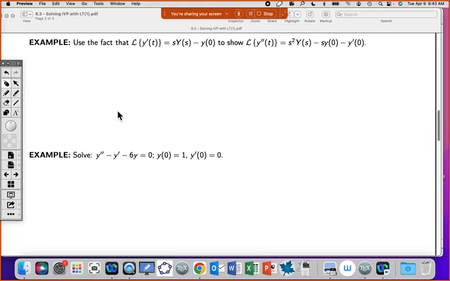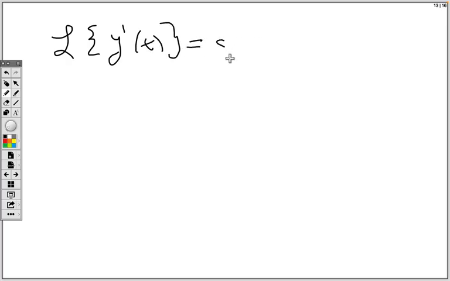Okay, what if we have higher order derivatives? We spend a lot of our time in Chapter 5 and Chapter 6 looking at second-order equations. Second-order equations, they come from Newton's second law, or they come from those Kirchhoff laws. So they're important. So how do we handle second derivatives? We know how to handle first derivatives, right? The Laplace of the first derivative is s times the Laplace of the original function minus the initial condition y at 0.